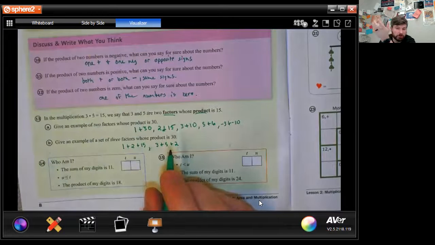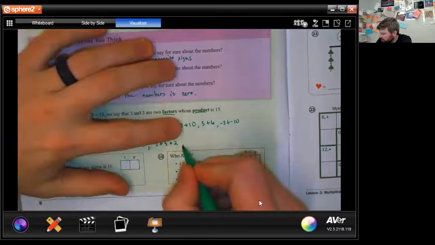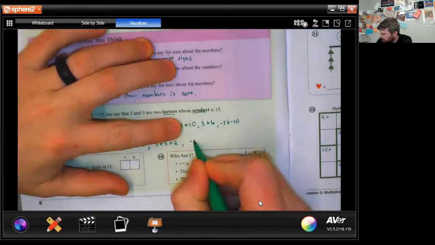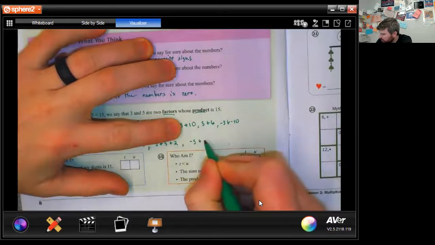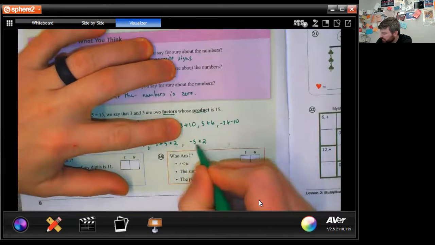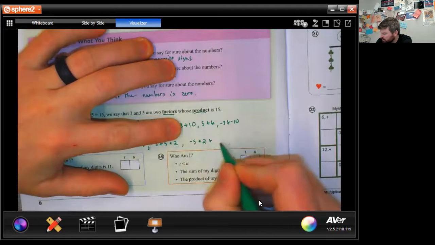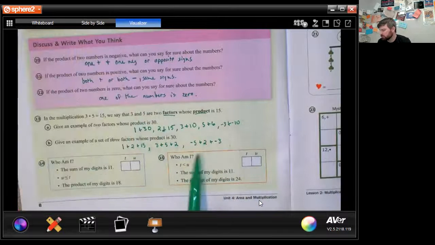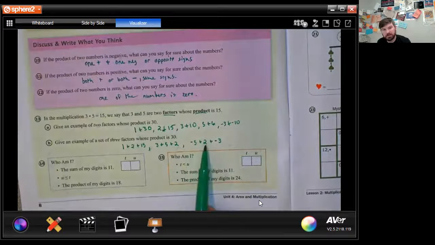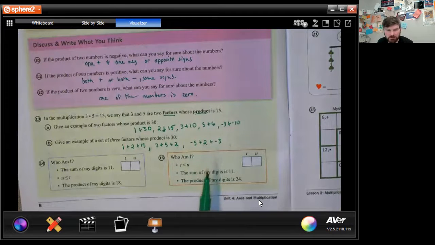Okay. And you could throw negatives in there. You could say -5 and 2. So -5 times 2 is -10. So this one has to be a negative. So -3. So -5 times 2 is -10. -10 times -3 is +30.